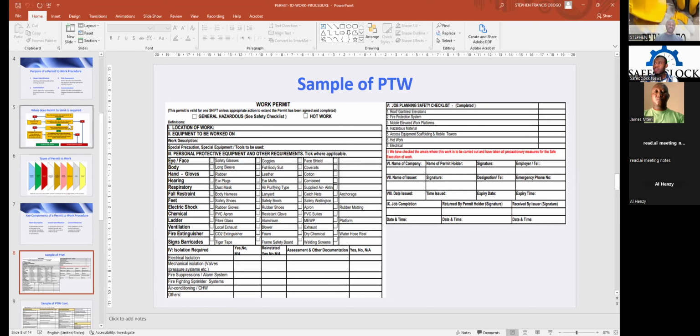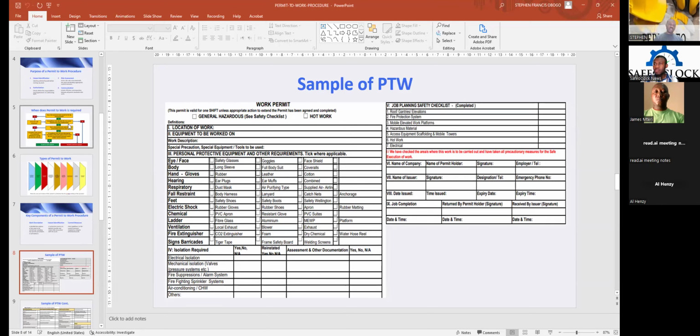You see that there's a location of work, which is very, very important. It must be in the permit form. Now we have what we call the equipment to be worked on. Like I'm saying, this is from the facility background; in some sites, you might not have equipment to be worked on, but it comes like that. Then you look at the description. So you have to state the description.